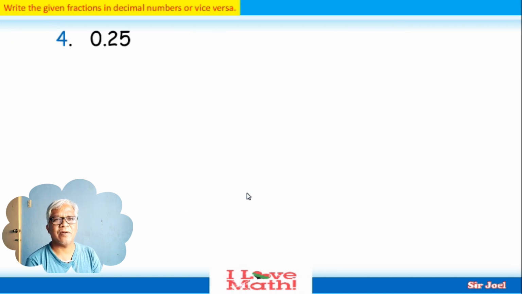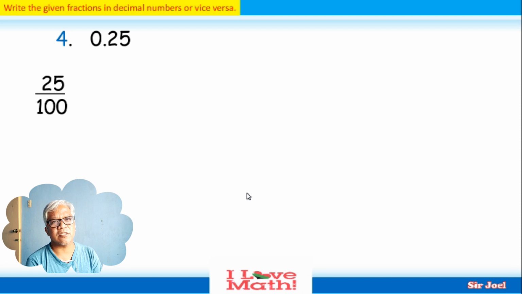Next. Sample number 4. 0.25. Well, if you notice, ang ibinigay ay decimal number. Ibig sabihin, gagawin nyo naman siyang fraction. Paano? 0.25 can be read as 25 hundredths. Ibig sabihin, it is 25 over 100.